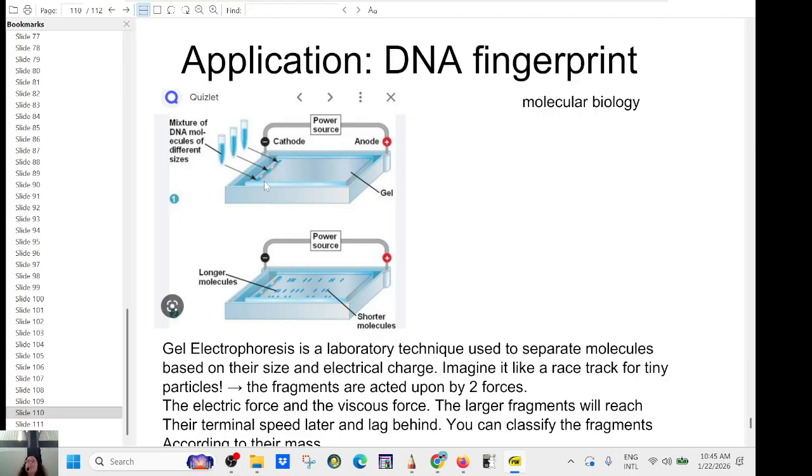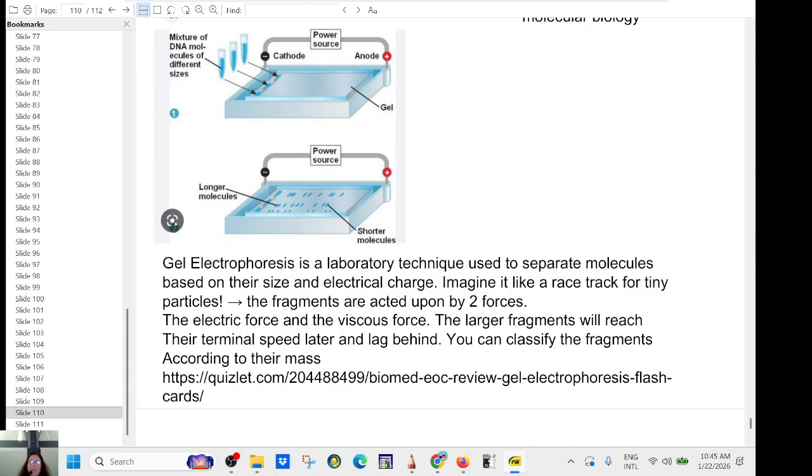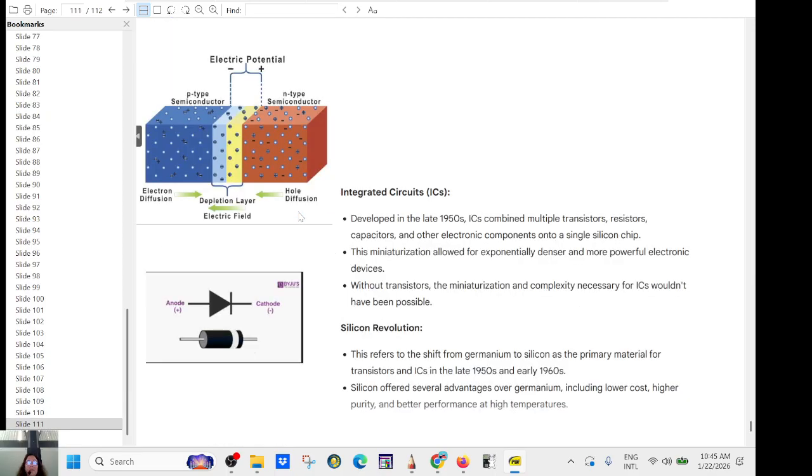I mean, they are all negatively charged. Little pieces of DNA go against the electric field, and they are inside some viscous liquid. So they will reach a terminal speed, but the heavier ones will take more time to reach it, so they will lag behind. The small ones will go faster, and the larger ones will reach terminal speed later and lag behind. So anyway, that's the idea. You use that. I know that at BBC they have that in the lab. Okay, a lot of applications.